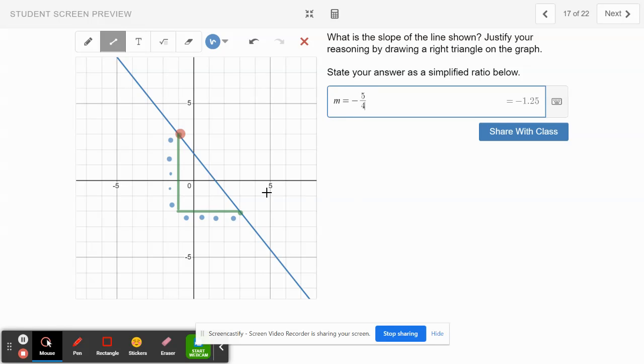So there's my answer, negative 5/4. If I go down 1, 2, 3, 4, 5, and right 4, bingo, I still land on the line. That means that this is definitely correct.